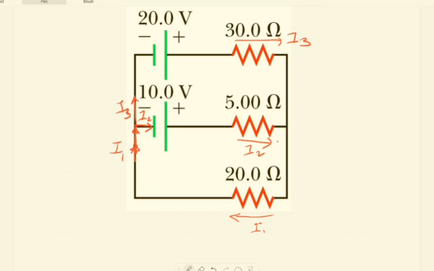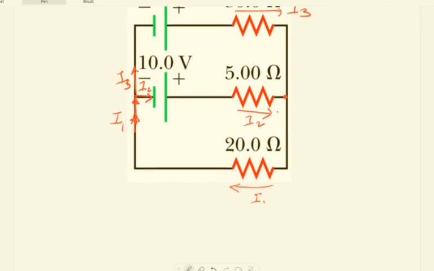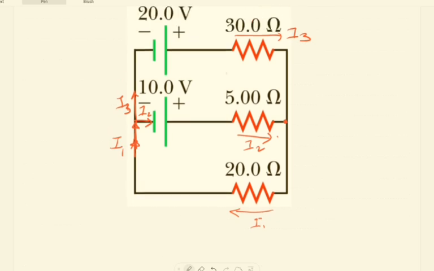So እያንዳንዱ ጃንክሽን ፖይንቶች ላይ ያለውን ከረንት ስፔሲፋይ ካደረግን እና ዳይሬክሽኑን ስፔሲፋይ ካደረግን ኔክስት ምንድነው አፕላይ የምናደርገው? ኪርሆፍስ ቮልቴጅ ሩል ነው አፕላይ የምናደርገው። So what we're going to do is let's specify our loop. Next stage የሚሆነው specify ማድረግ አለብን our Kirchhoff's loop. Now we have two loops. Loop 1 is the upper one, loop 2 is the lower one.